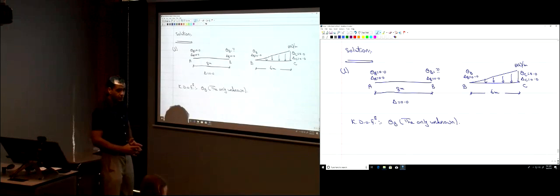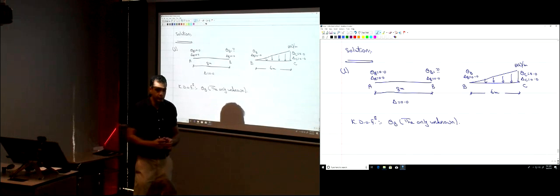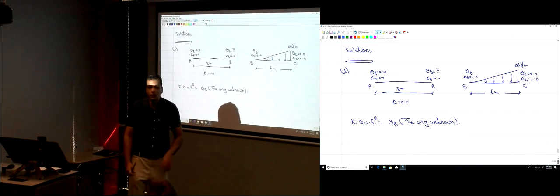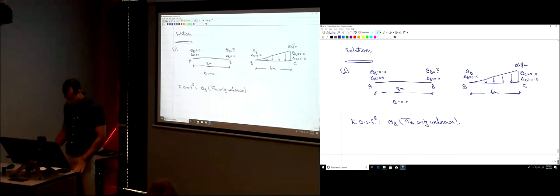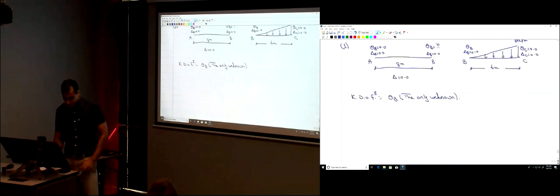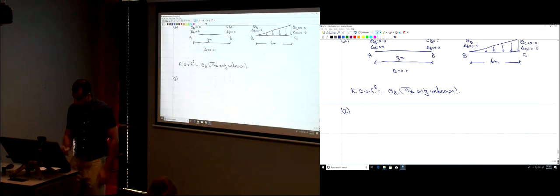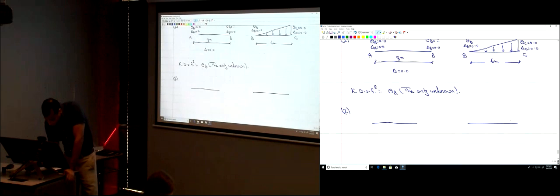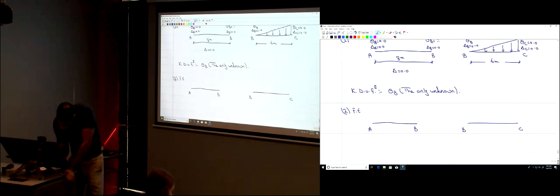Write the slope deflection equations at the end of each member. When you see the slope deflection equation, it has a term that is the fixed end moments, right? So now let's write the fixed end moments first. Let's find the fixed end moments. So here we have two members, member AB and BC. Let's find the fixed end moments for each of those members.